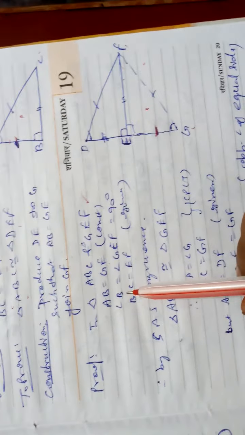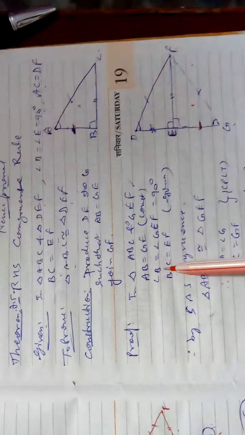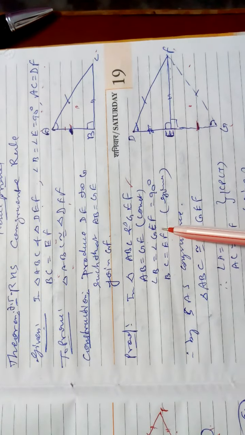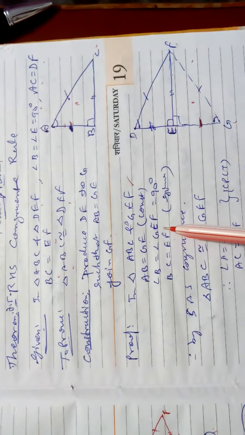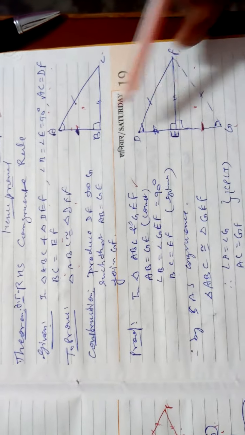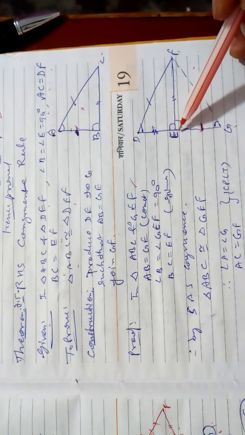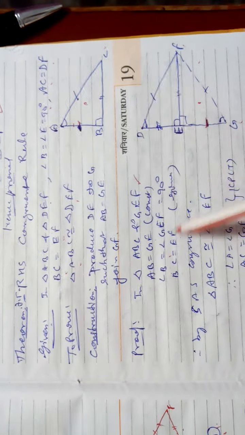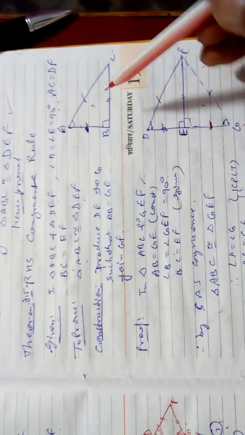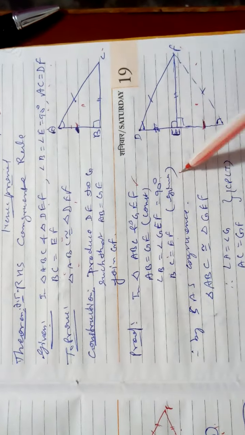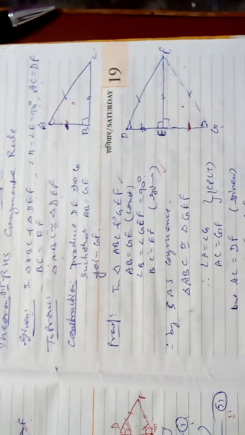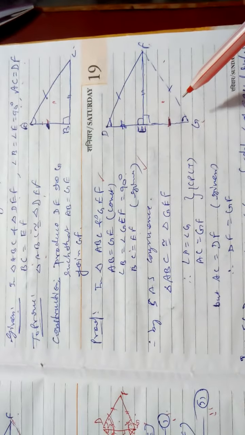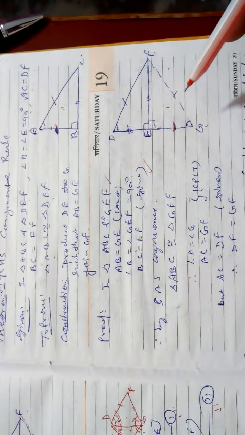Angle B is equal to angle GEF, 90 degrees. BC is equal to EF, given. So by SAS congruency, these two triangles are congruent.